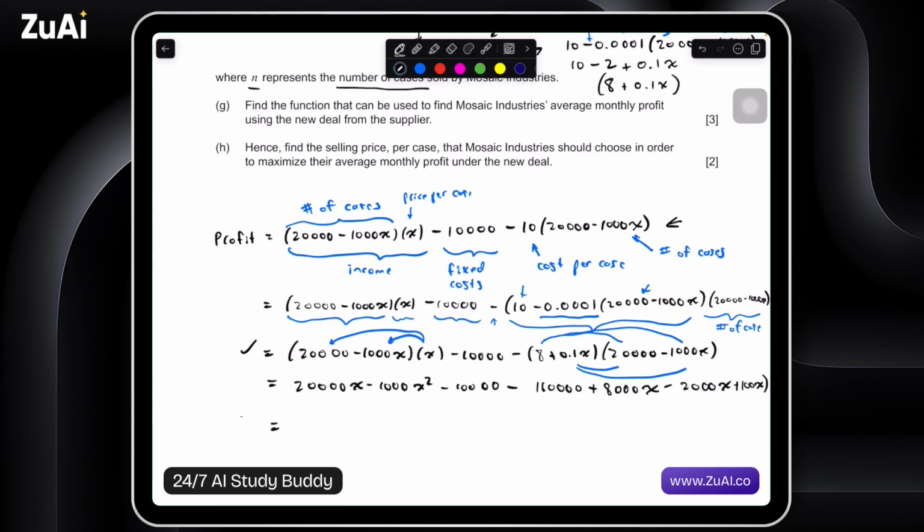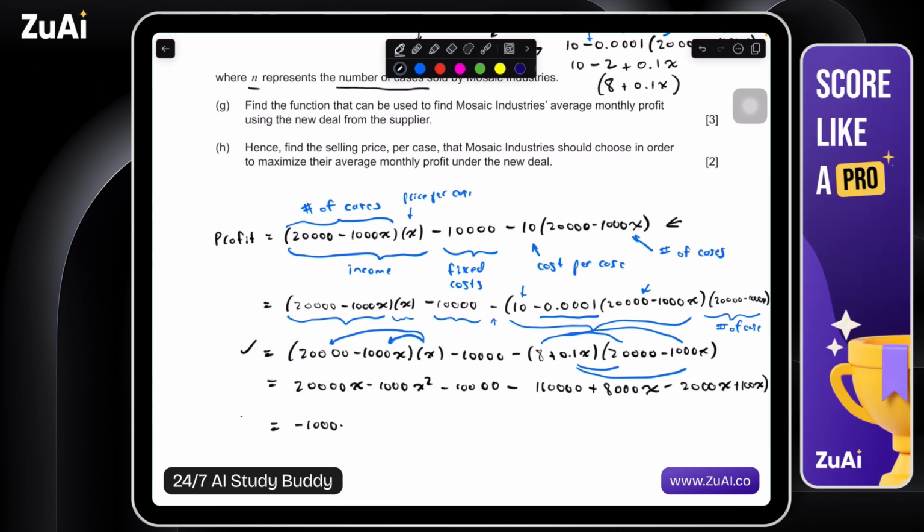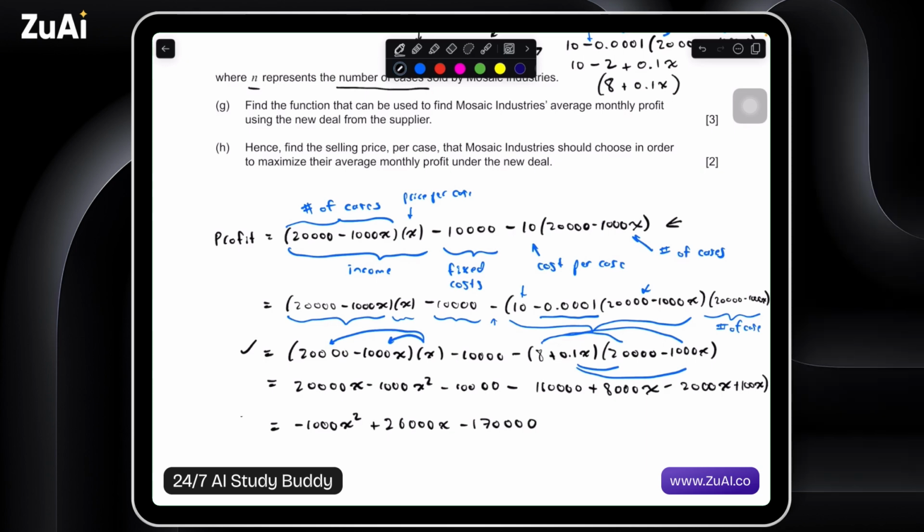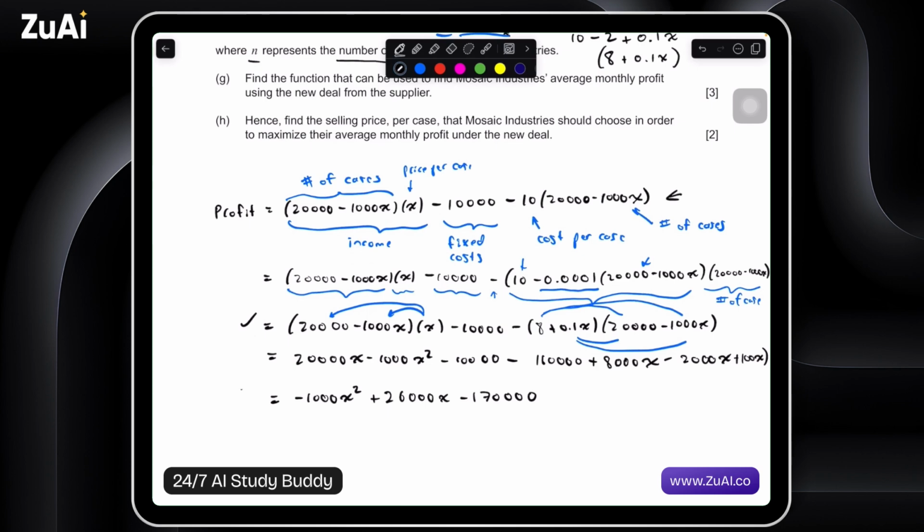If you're still around watching this part, negative 1,000x squared. Now we have our x's: 6,000 plus 20,000 would be 26,000x. And the last little bit, negative 160,000 plus 10,000 would be negative 170,000. Alright. To find the maximum selling price under the new deal, this is our profit. Let's graph this function and solve.